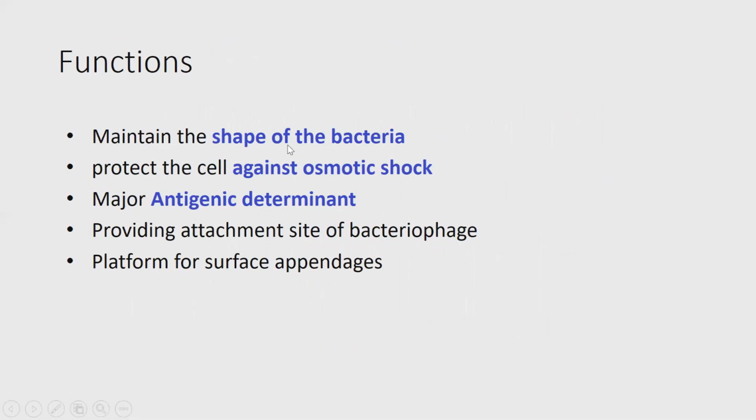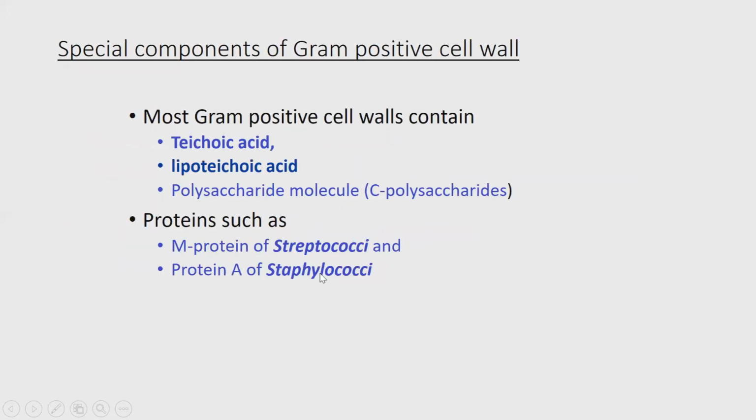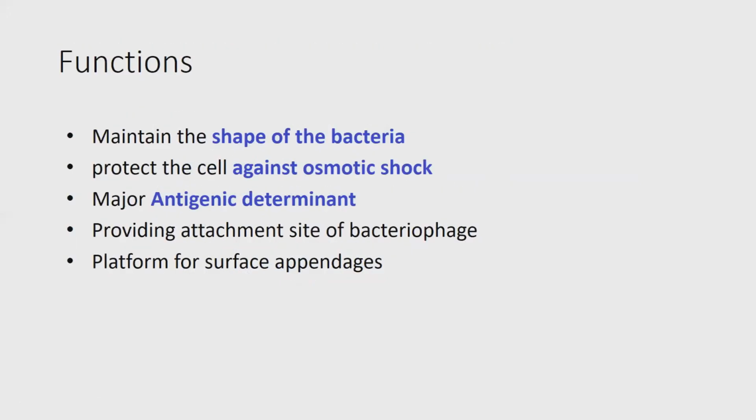They also maintain the shape of the bacteria. They are a major antigenic determinant, also because in the case of gram-negative bacteria, they have lipopolysaccharide. We'll discuss it later. They also provide an attachment site for bacteriophage and a platform for surface appendages. So the rest of the anatomy of the bacteria, we'll discuss in the later part. Stay tuned for the rest of it.